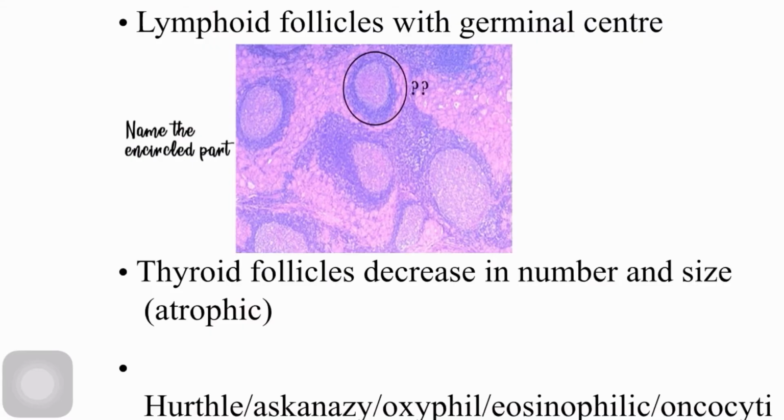In this pathology, the thyroid follicles usually decrease in number and also in size. This is because the lymphocytes attack the normal thyroid gland and make it atrophic. So the thyroid hormone levels actually decrease.